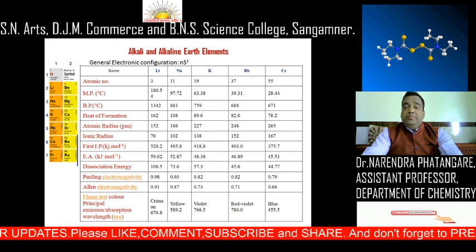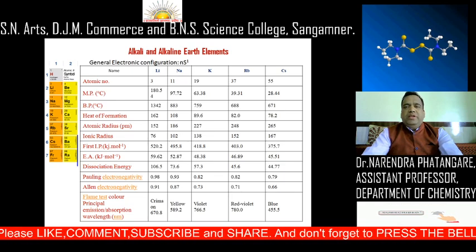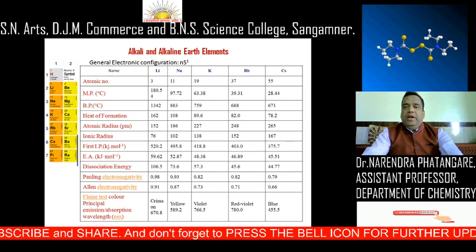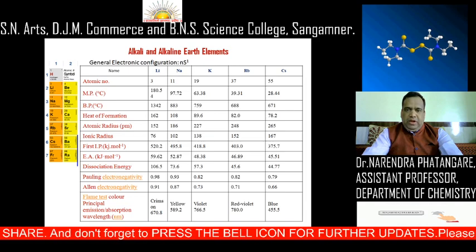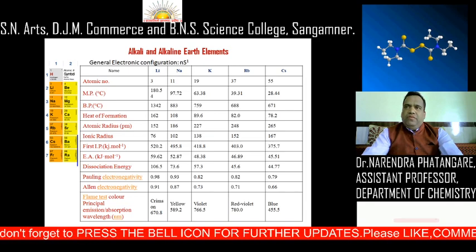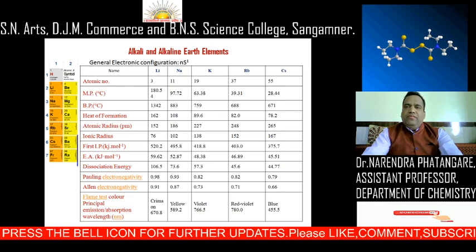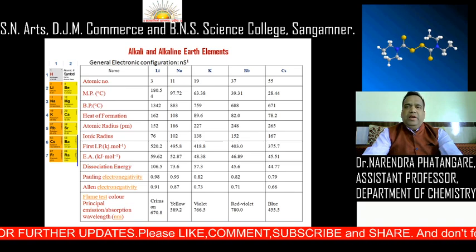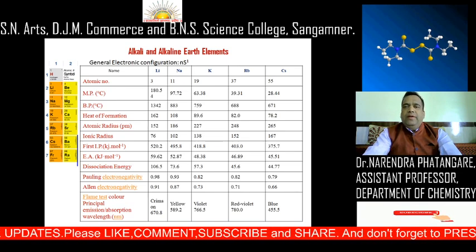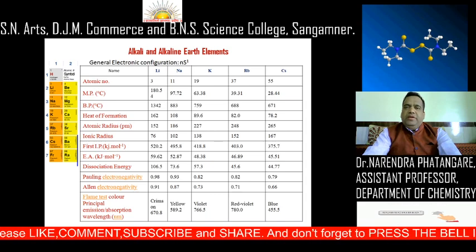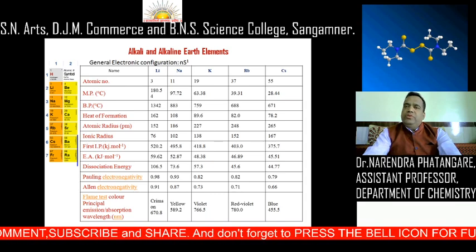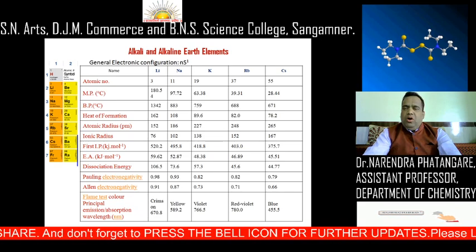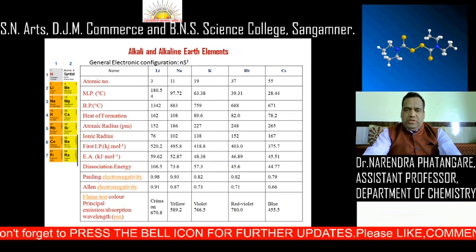Then ionization potential. Ionization potential is the amount of energy required to remove the outermost electron from the element. If the first electron is ejected out, it is called the first ionization energy. The second electron is called the second ionization energy. In the case of alkali elements, the general configuration is s1. That means one electron is present in the s orbital and it is easy to eject out. Therefore, not only lithium, but all the alkali elements are found in the +1 oxidation state.